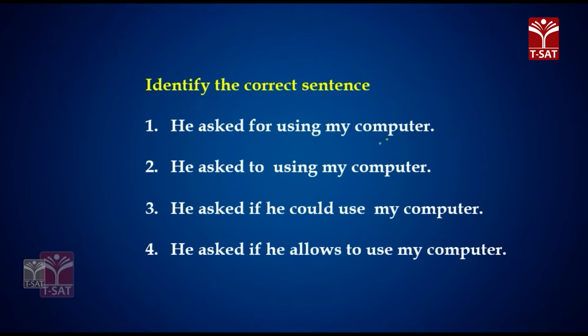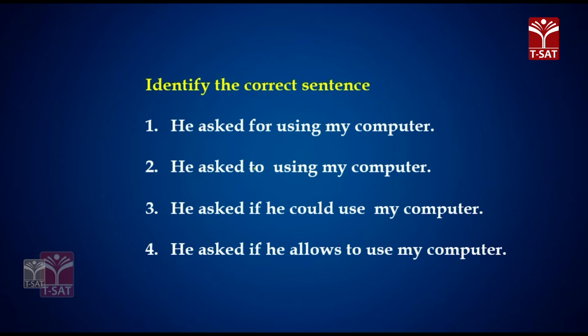In this set, you can see the sentences. Number 1, he asked for using my computer. He asked to using my computer. He asked if he could use my computer. He asked if he allows to use my computer. So, if you see number 4, he asked if he allows to use my computer, there is no tense agreement. Asked is marked for past tense and the present verb is used, allows. So, we can eliminate 4.